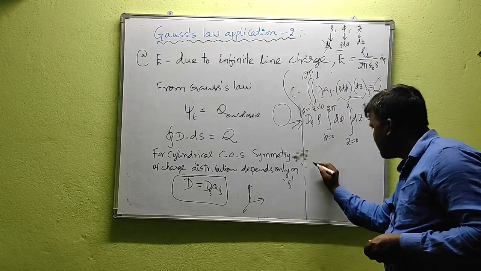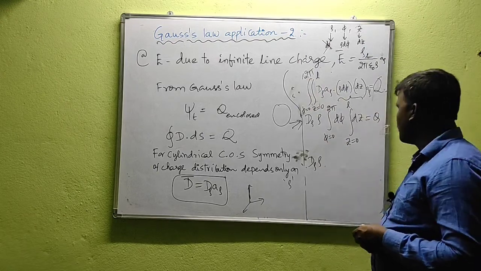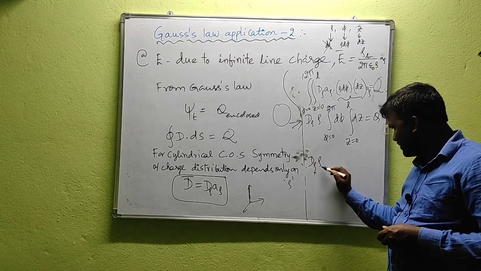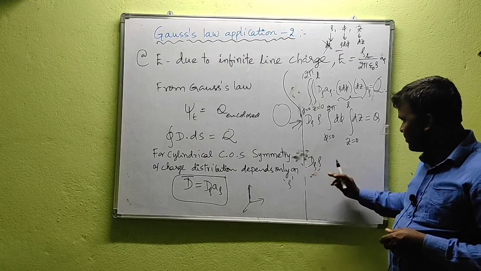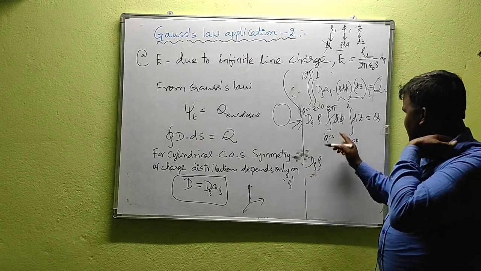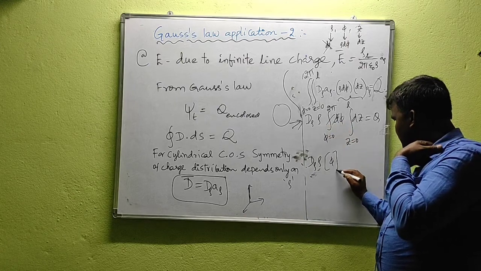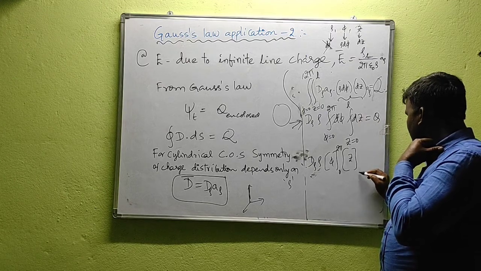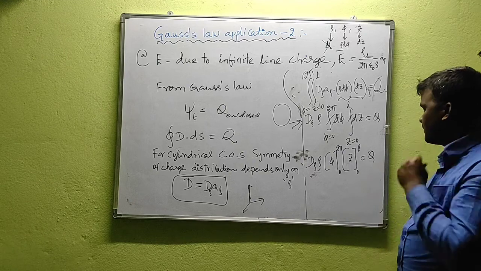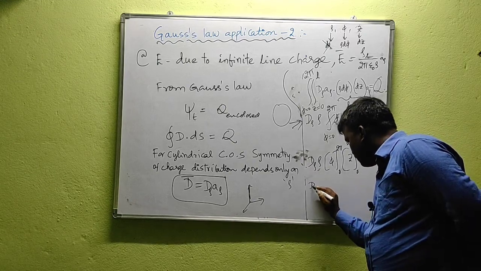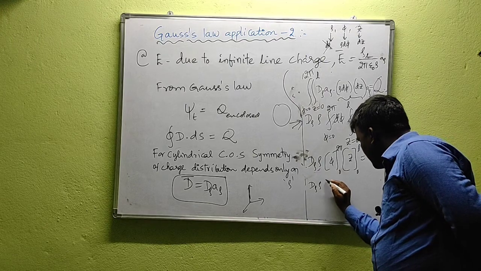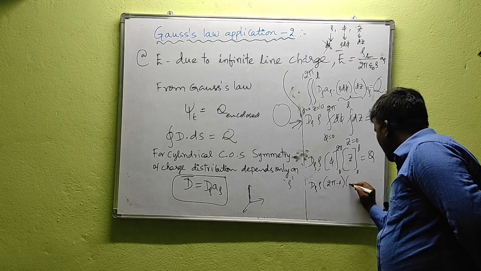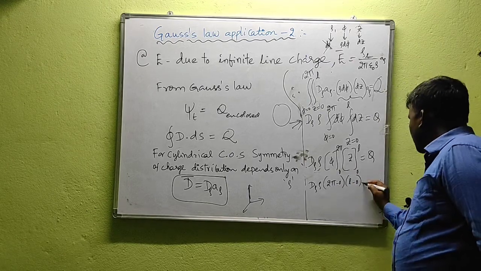Now let us simplify this. It is D subscript rho times rho, we can't cancel these. Here integration and differentiation cancel out, and we have phi with limits 0 to 2 pi. Similarly we have z with limits 0 to L, equal to Q. Now D_rho times rho times 2 pi minus 0, L minus 0, so that is 2 pi L.